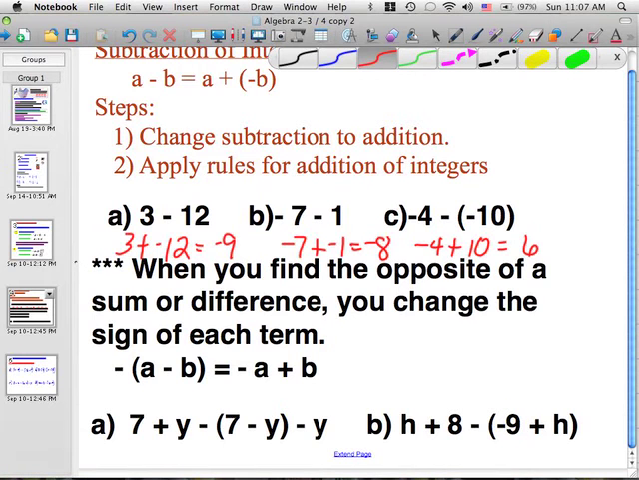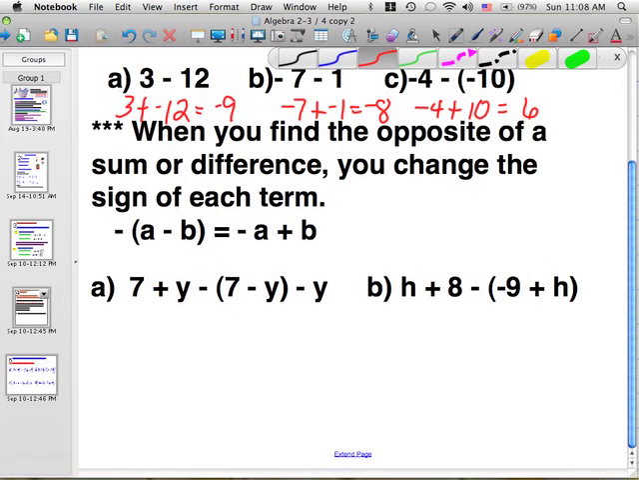You will also see problems where you have the opposite sign in front of a set of parentheses, and it means to take the opposite of everything inside. So the opposite of A would be -A, and the opposite of -B becomes +B. It's very similar to multiplying by a -1.